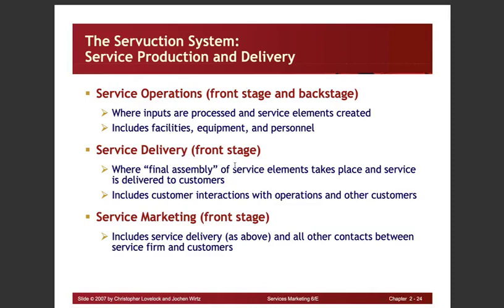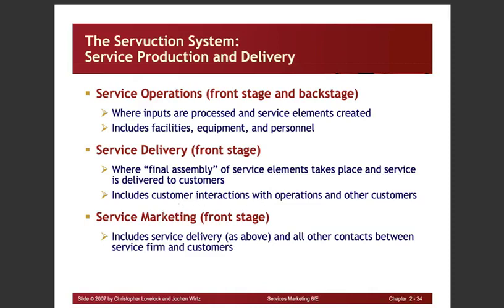And how about the service delivery? In the front stage, the final assembly of service elements takes place and the service is delivered to the customer. So this is the real service. You interact, for example, in banking, when you want to deposit your money and you approach the teller, and then the teller will process your money, right? Depositing your money. So there is customer interaction.